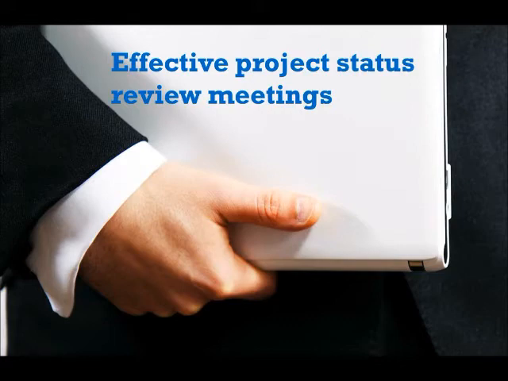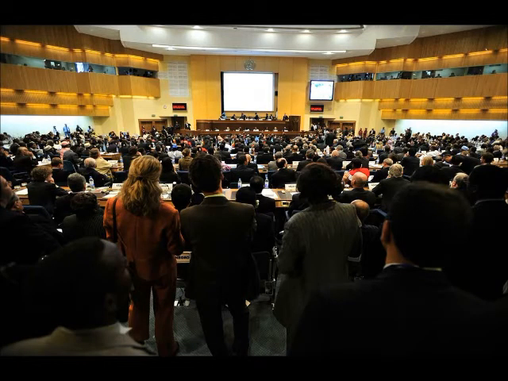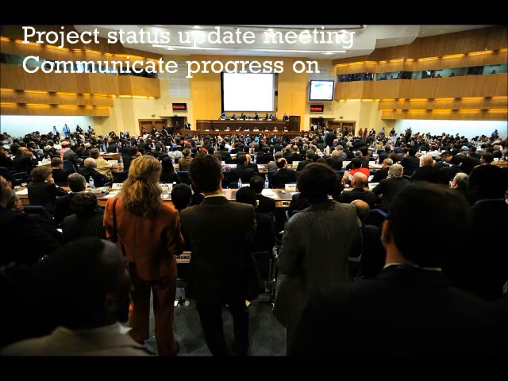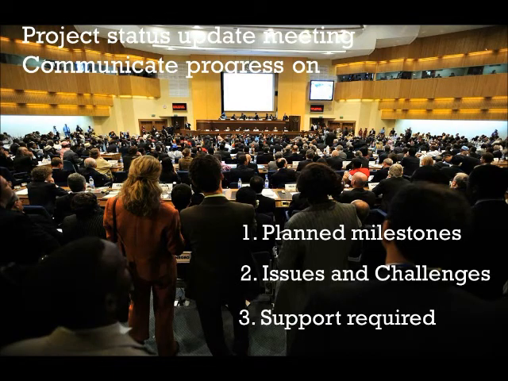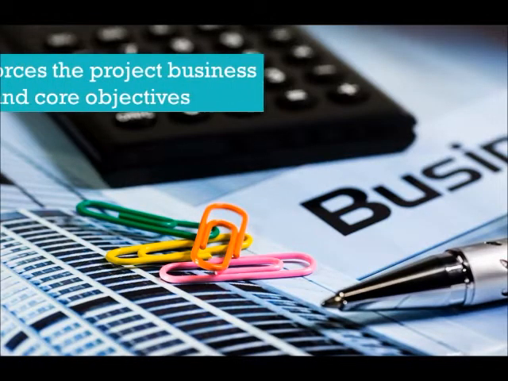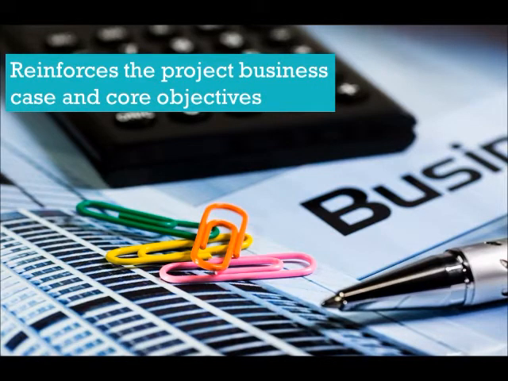So, coming back to our concern, in such situations a status update review meeting is conducted to communicate the progress of the project to all the team members and senior stakeholders. A typical project status review meeting addresses and walks through the project's progress on its planned milestones, issues and challenges faced, and the support that is required from the stakeholders. More importantly, it reinforces the project's business case and its core objectives from time to time, and any deviations from the baseline are corrected. Imperatively, such a walkthrough gives a heads up of the upcoming project activities and the support needed.